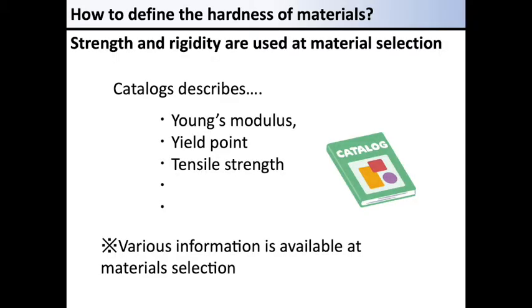Rigidity indicates the resistance against deformation in the elastic range of a material. Strength indicates the amount of force that a material withstands and its resistance to failure. These values are available in catalogs.